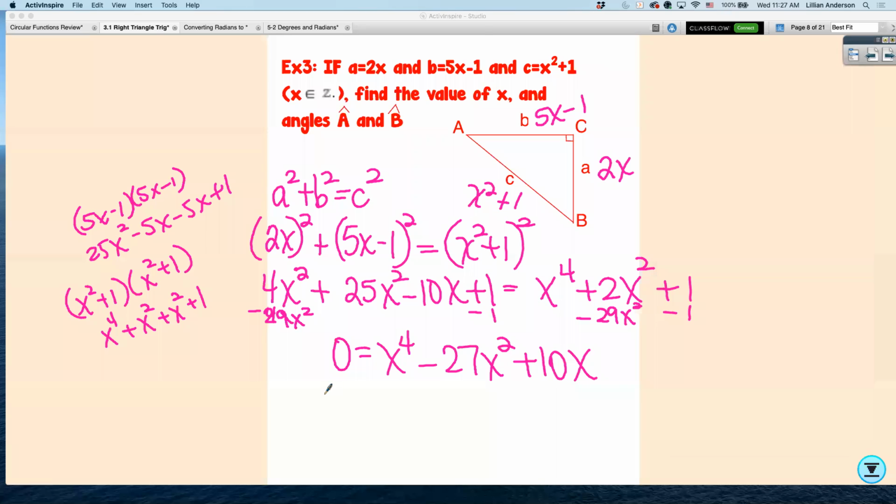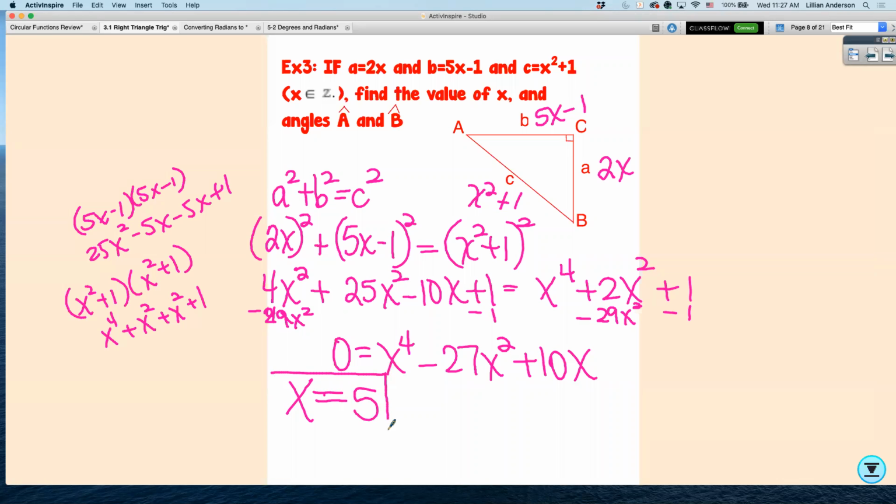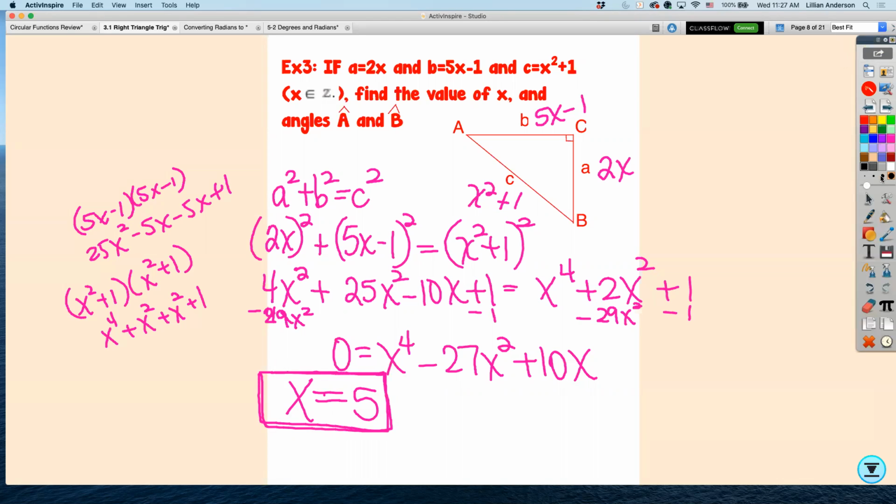So now that I know that x is equal to 5, I can find my side lengths and I can find my angles. Okay. So if x is equal to 5, side A is 10, side B is 24, and side C is 26. So to find angle A, for example, I can use any one of the trig ratios because I have all 3 sides. Okay? So choose which trig ratio you want to use, set it up correctly, and find angle A.